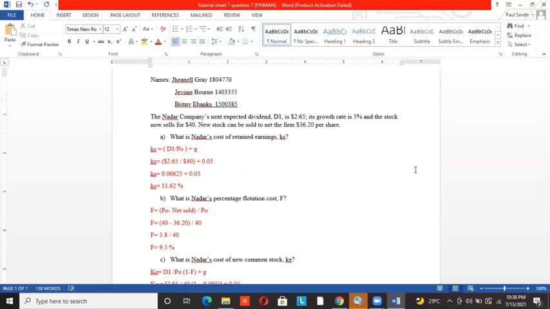To find the flotation cost, you take the selling price of the stock minus the price of the new stock, divided by the selling price of the stock. The selling price of the stock is 40, minus the net sale, which is 36.20, divided by 40. Then you get 3.8 divided by 40. This will result in a percentage of 9.5.